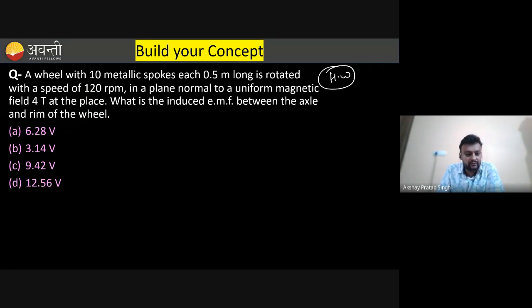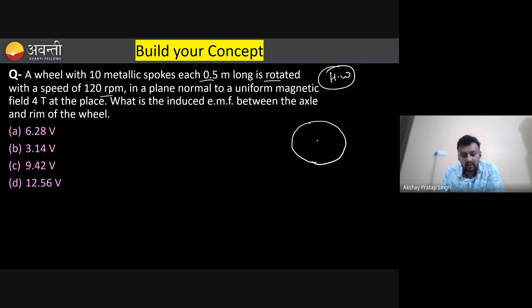In the previous class, we discussed motional EMF. The question was based on that. It says there is a wheel which contains 10 metallic spokes, each of 0.5 meter, that is half a meter long, and is rotated with a speed of 120 revolutions per minute. So let's suppose it has 10 spokes.